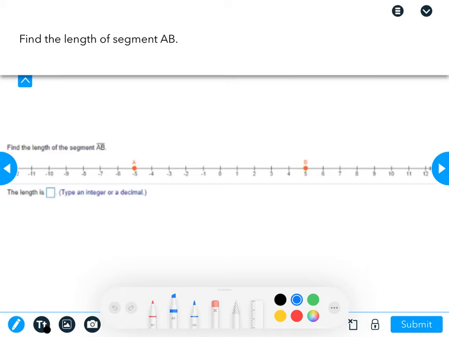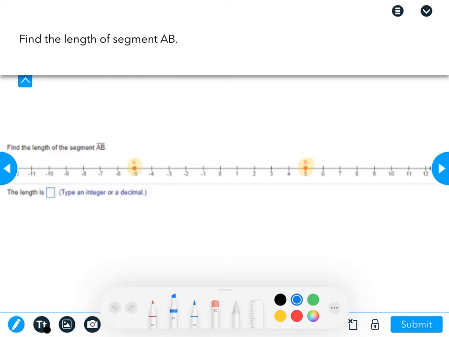All right, guys, we are going to talk about the Nearpod reviews. So our first question on the Nearpod says, find the length of segment AB. So we can find segment AB on our picture. Right here is A and right here is B. And so I just want to know how long that segment is.